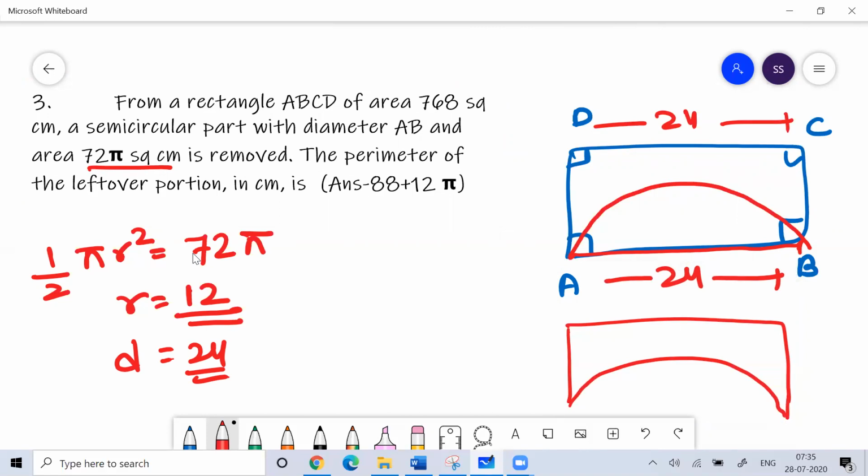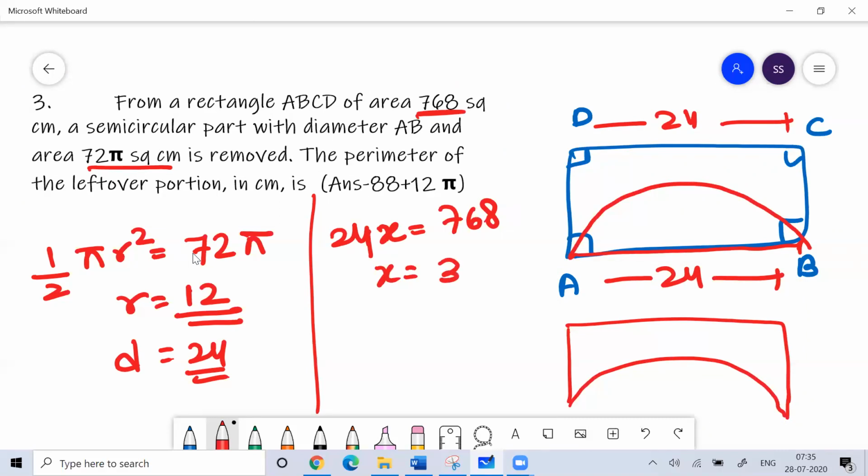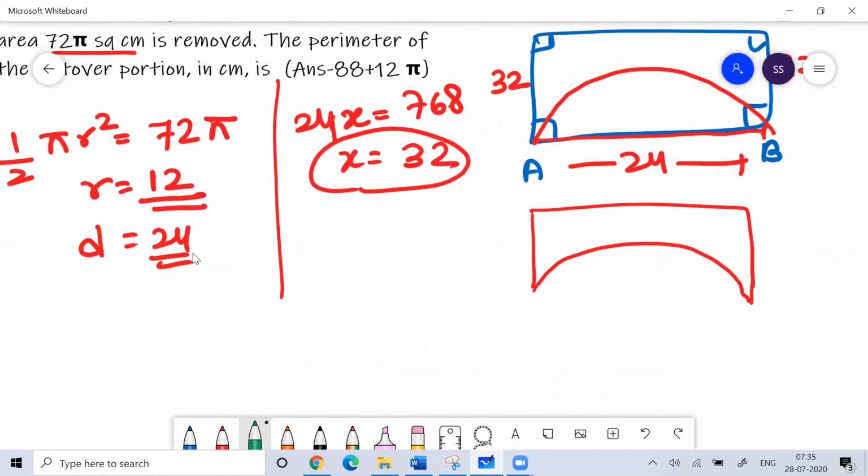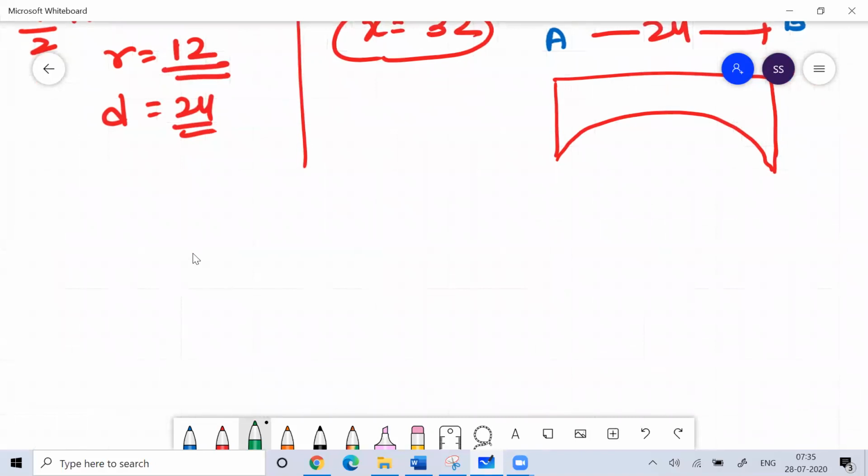Now, once you get one side of the rectangle, you can find the other side. What is the formula of area of rectangle? Length into breadth. So once you get one side as 24, you can find the other side because the area of the rectangle is given as 768. So you find that this is 32, and this would be 32. So you get one part.